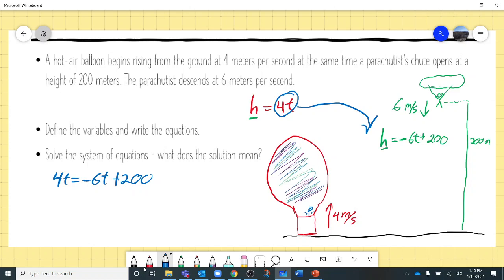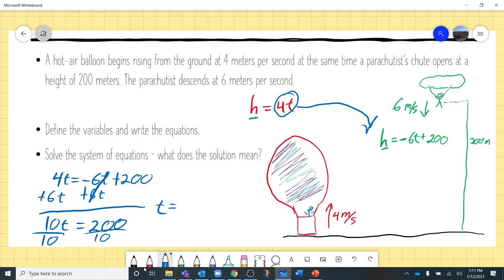We want to get rid of the negative 6t on this side, so let's add 6t to both sides. That gives us 10t is equal to, negative 6t, positive 6t cancel out, 200. Divide both sides by 10. And t is equal to 200 divided by 10, same thing as just 20 divided by 1, so 20. So 20 seconds. t equals 20 seconds.